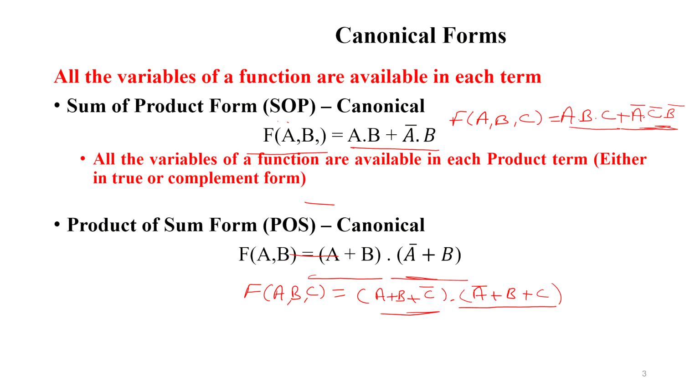A simple rule: if all the variables are present in all the terms, then it is a canonical form, otherwise it is a non-canonical form. Non-canonical forms are reduced forms. For the realization of gates and to make a particular circuit, we require a non-canonical form.